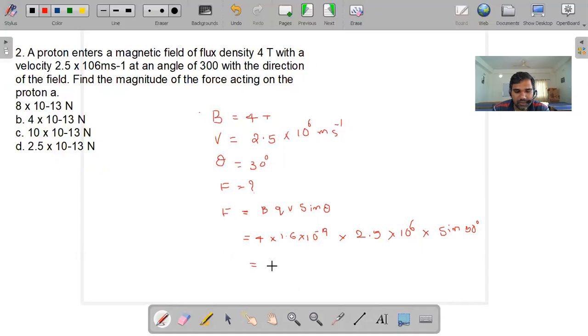Further if you simplify this, 4 into 1.6 into 2.5 into 1 by 2, that is sin 30, into 10 power minus 19 plus 6. Now the two 2s you can cancel. Then 2.5 into 2 will be 5. 5 into 1.6, you will get 8. So 8 into 10 power minus 13 is the answer. So 8 into 10 power minus 13 Newton. This is the force.